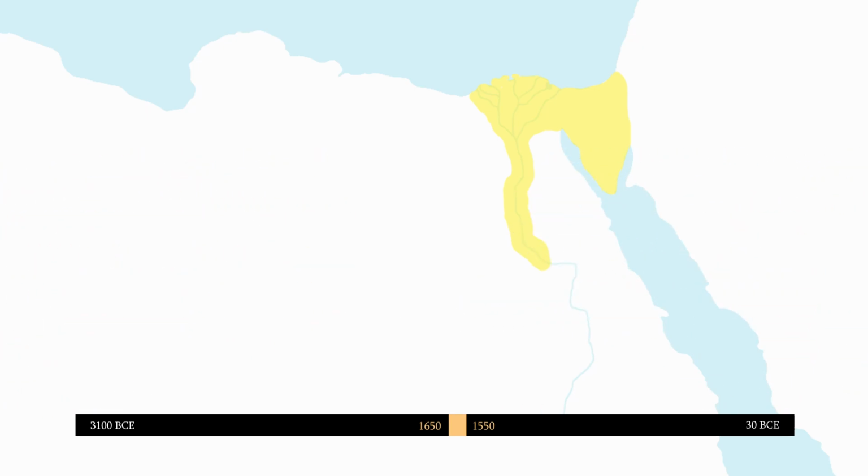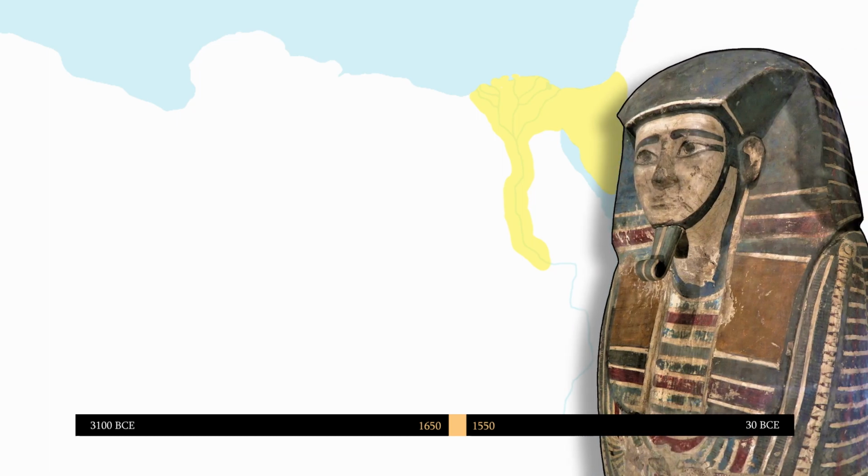This period would come to an end with a ruler from the south, this time Kamose, marching north and once again reuniting Egypt, thus heralding the onset of the New Kingdom.